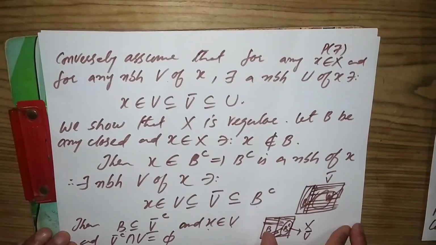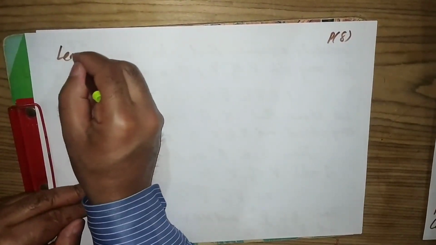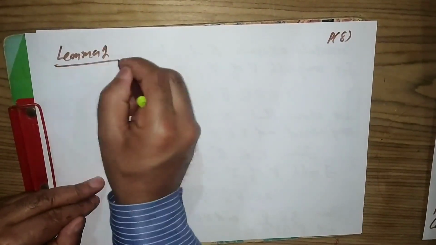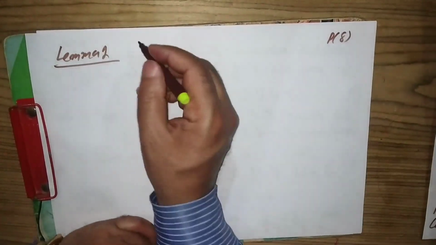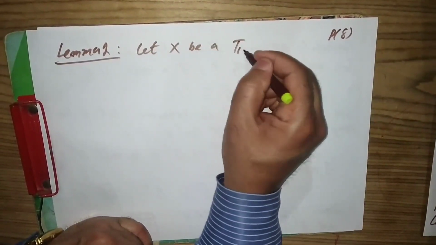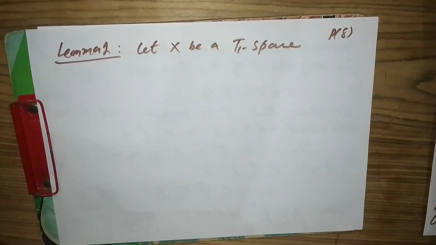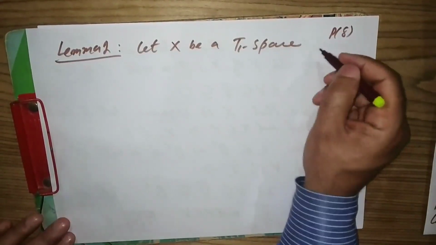Now we prove the second lemma, and then we come to Urysohn's lemma. Lemma number 2. Let X be a T1 space. T1 space means each singleton set is closed. That's already done.